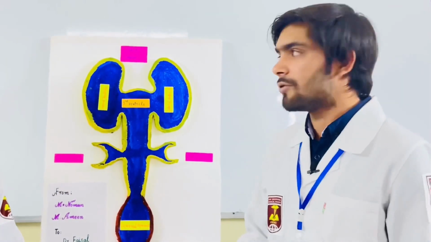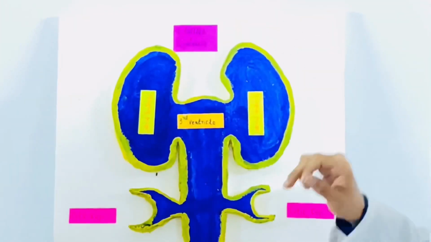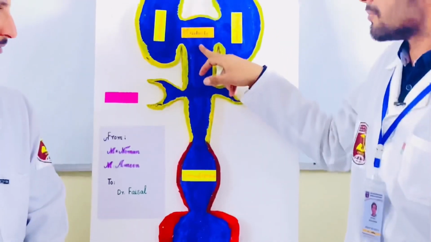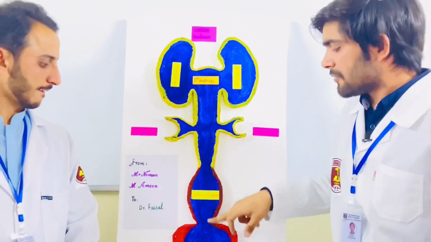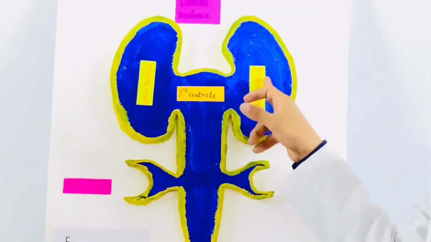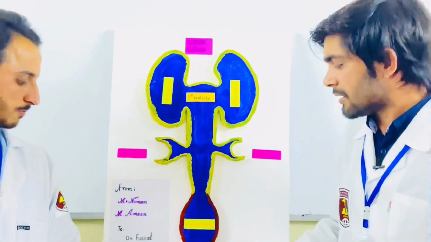First of all, I tell you that all yellow shaded areas are lamina terminalis, red shaded areas are spinal cord, and blue shaded areas are ventricles. There are 4 ventricles in our brain: 2 lateral ventricles, the 3rd ventricle and the 4th ventricle.